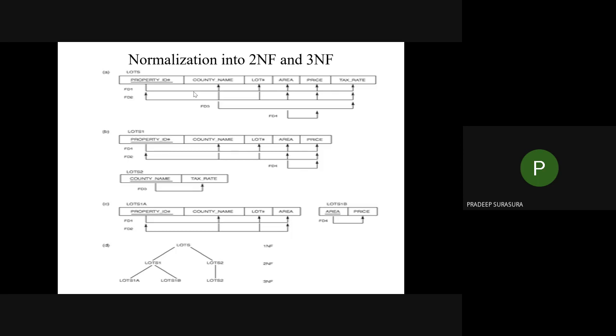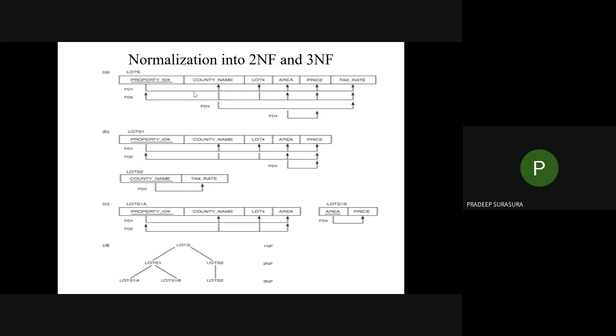So what happens here is property ID, country name, lot number, area will be in one table and area determining price will be in another table. So lot 1 will be violating third normal form. Lot 2 will not have any problem, so keep it same as lot 2. But lot 1 has to be normalized to lot 1A and lot 1B. So in that, you try to break the area with area determines price. Okay?